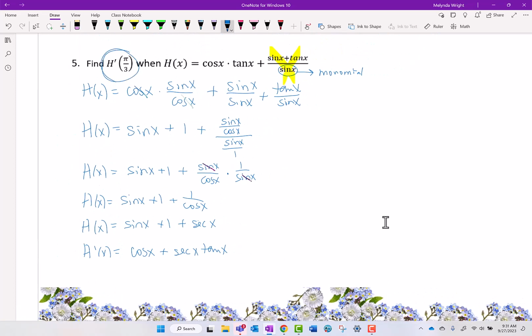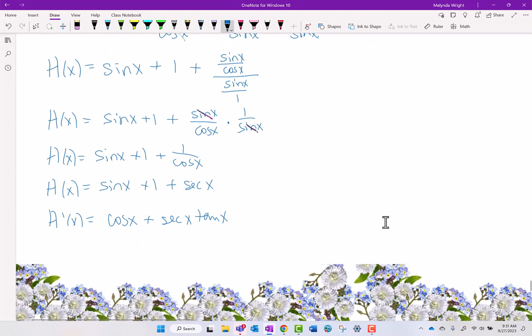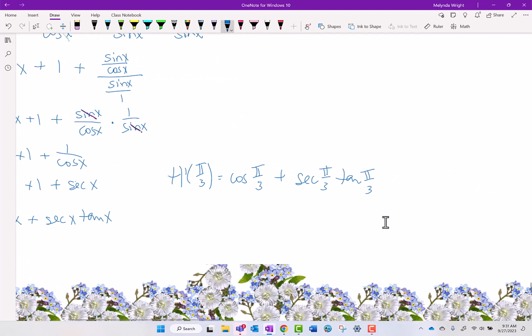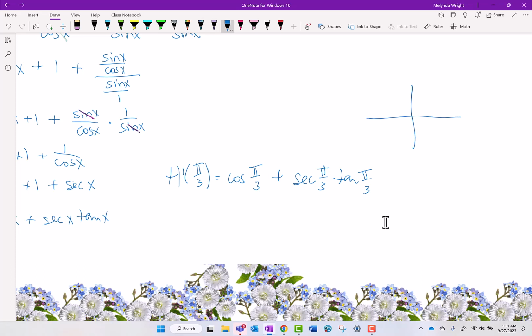And then they wanted us to find a value. They wanted us to find the derivative at pi over 3. Okay, so let's do that. So they want us to find h prime of pi over 3, and that would be cosine of pi over 3 plus secant of pi over 3 times tangent of pi over 3. And you're like, oh, that's why we have to do unit circle values all the time. Yes, this is why. So on my unit circle, we've got pi over 3 right here.